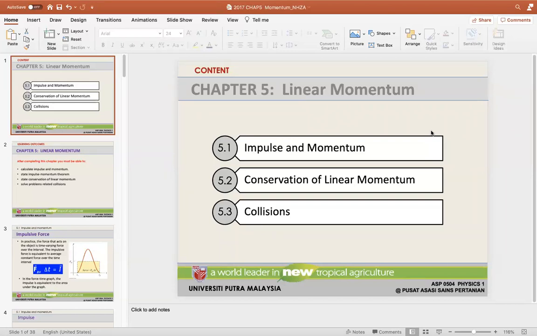Right. So we're going to start on chapter 5. So today we are doing linear momentum. Linear momentum, we have three subtopics, which is impulse and momentum, conservation of linear momentum, and collision. Does anyone know what momentum is? We have seen the equation for momentum in chapter 4. But we have seen it before. I talked about what happens if we have varying mass.